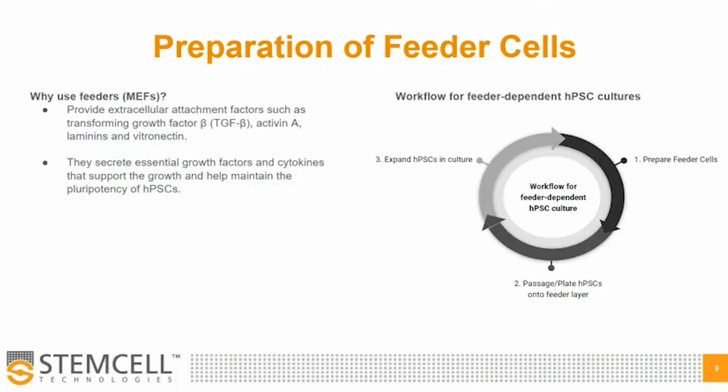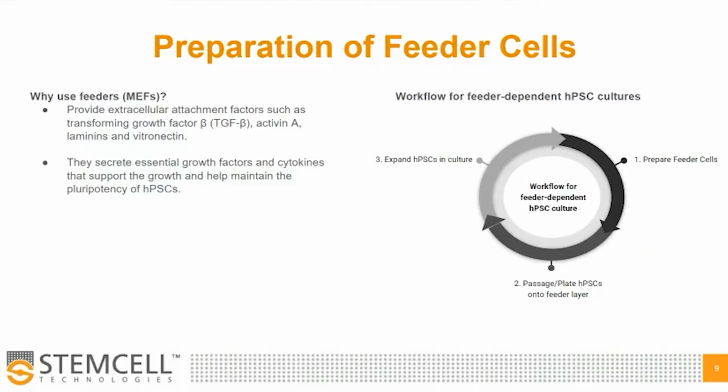MEFs secrete extracellular attachment factors such as transforming growth factor beta or TGF beta, activin A, laminins, and vitronectin. They also provide additional growth factors and cytokines that support the growth and help maintain the pluripotency of HPSCs in culture.